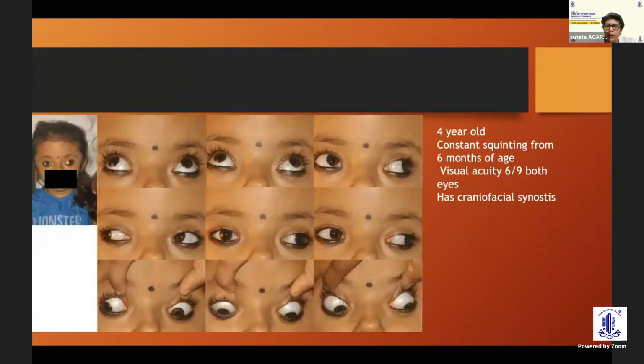Just to give an example of each of them, this is a 4-year-old child who has had a constant squint since 6 months of age, visual acuity equal and good in both eyes, but has a craniofacial anomaly along with it. You can see a large left exotropia clearly here and a little bit of a V pattern.